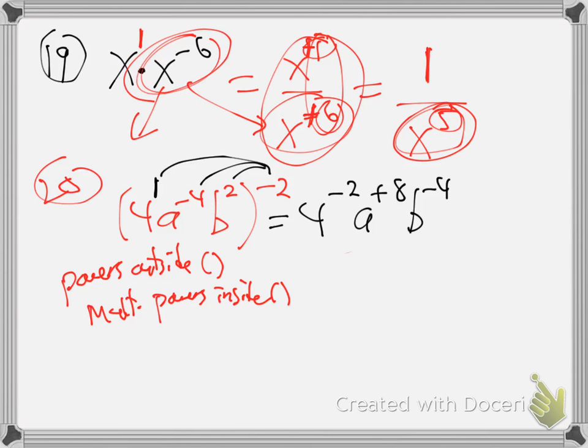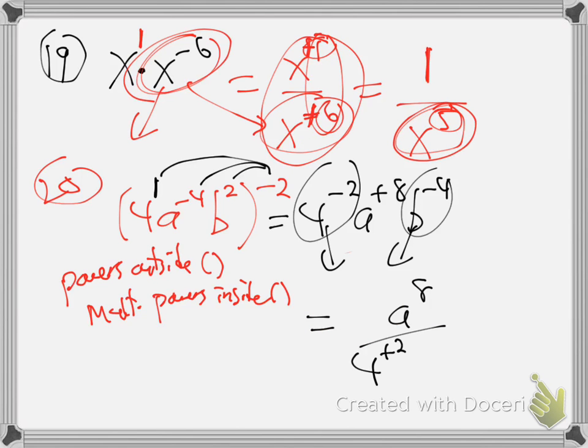Now, the negative powers, they're unhappy. What are they going to do? They're going to jump. So this guy's going down, this guy's going down. The a to the 8th, though, he's like, I'm happy, I'm staying put. So the a to the 8th stays in the top. The 4 to the plus 2 and b to the plus 4 go to the bottom. And then they become positive, right? The unhappy powers become happy, positive, after they jump.